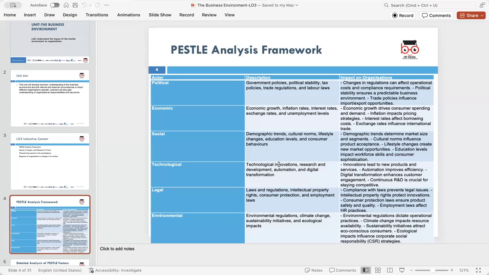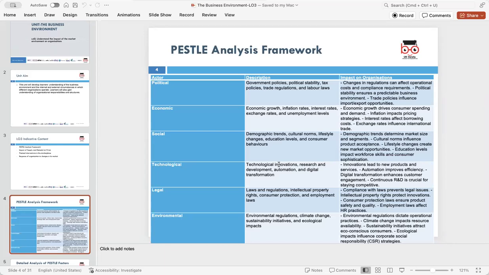research and development, automation, and digital transformation. So, how does innovation impact organizations? Technological innovation leads to the development of new products and services which can provide a competitive edge. Automation can improve operational efficiency and reduce costs.